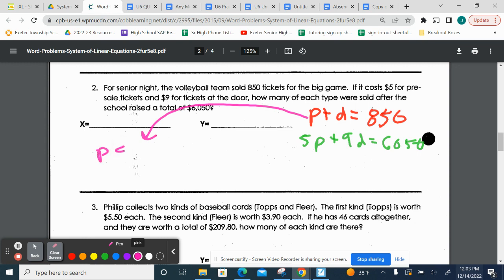Doesn't really matter. You can solve for either. But they're both by themselves. That's kind of nice. So it really doesn't matter. They're both already by themselves. So move the D over with the 850. It becomes negative. And so P equals 850 minus D.